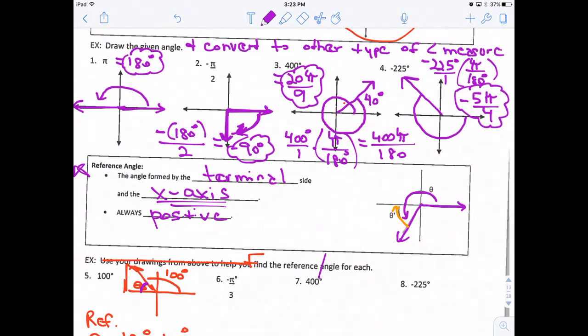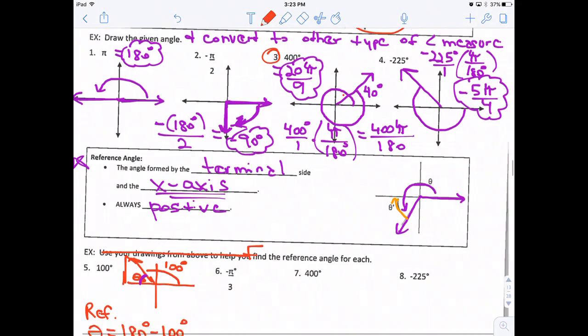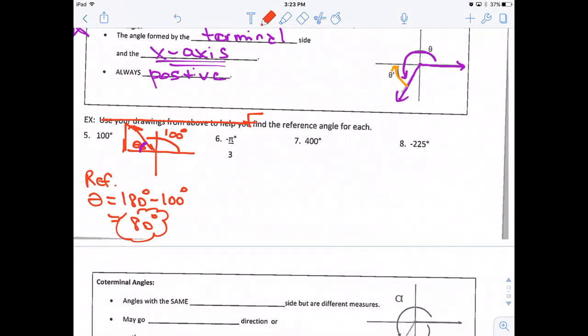did that one right here, so we already know what the picture kind of looks like. So let's just draw that really quick. Again, if we cycled all the way around, our terminal side would end about right there. But I don't want to know the 400 degrees, I just want to know the reference angle.